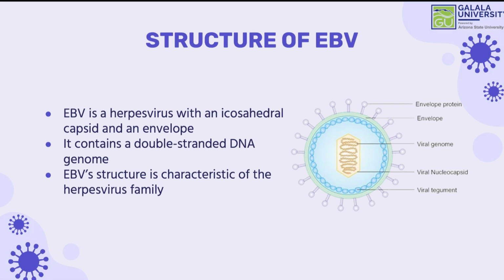The Epstein-Barr virus, EBV, is a complex double-stranded DNA virus with a distinctive structure. It features an icosahedral capsid that protects its genetic material, and an outer lipid envelope derived from the host cell membrane. The viral genome contains a linear double-stranded DNA molecule which encodes various viral proteins essential for its replication and pathogenicity. EBV is classified as a member of the herpesvirus family, characterized by its enveloped icosahedral structure.